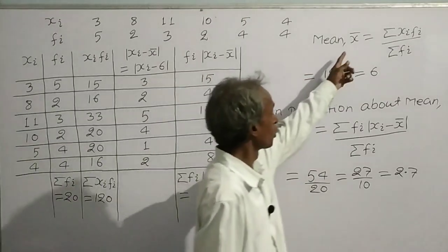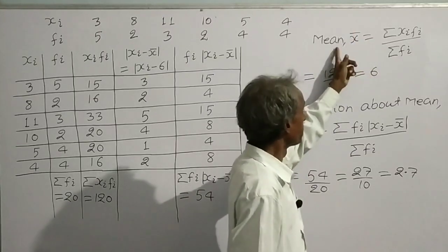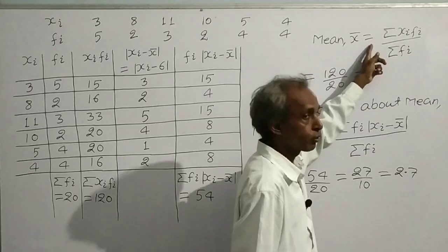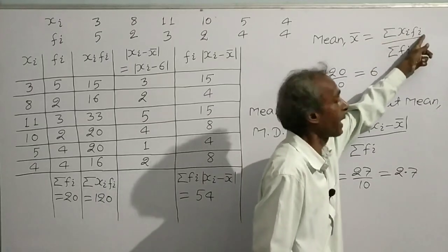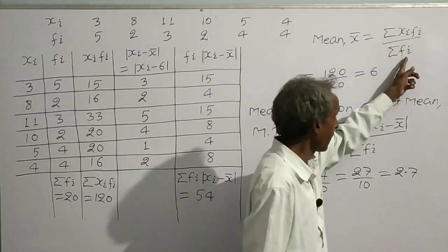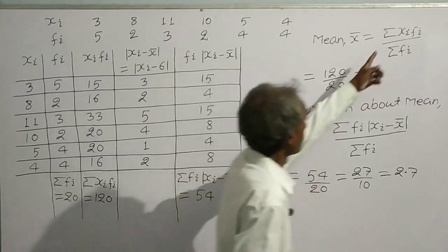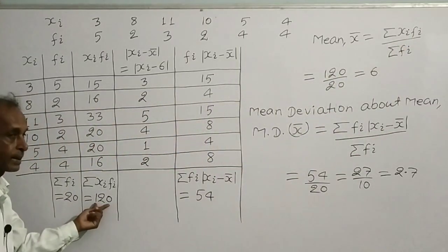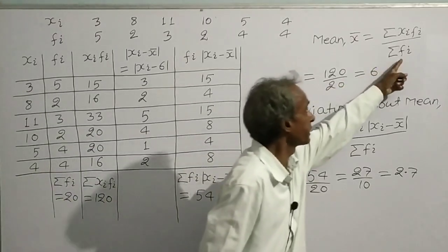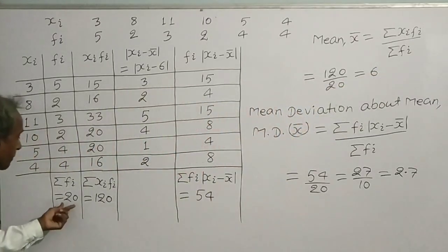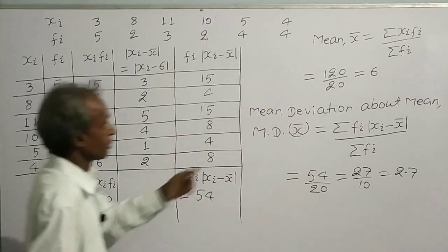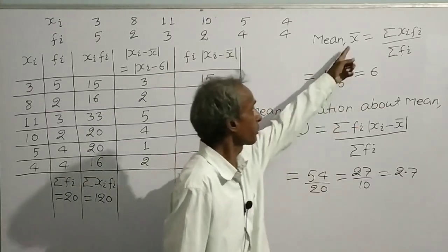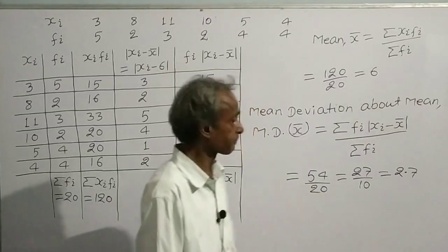Then this is the formula for mean. Mean is denoted by x bar. X bar is equal to sigma xi fi divided by sigma fi. Value of sigma xi fi is 120 and value of sigma fi is 20. 120 by 20 is equal to 6. Therefore, mean is 6.